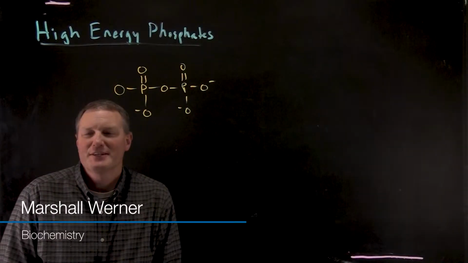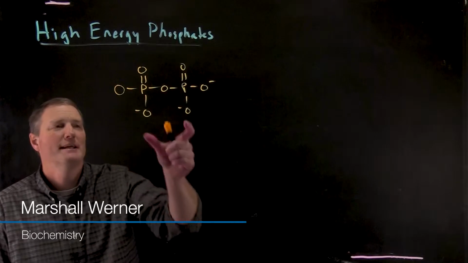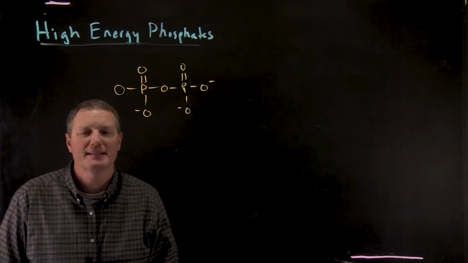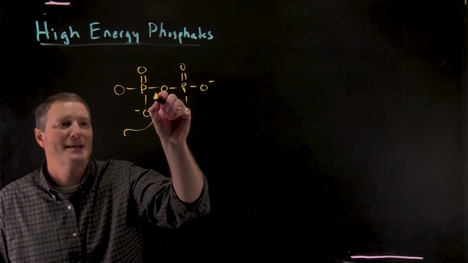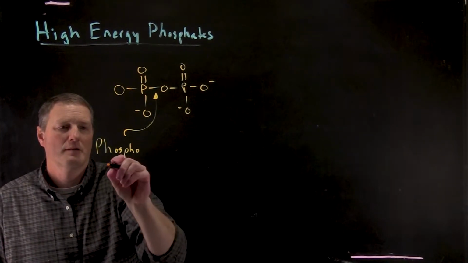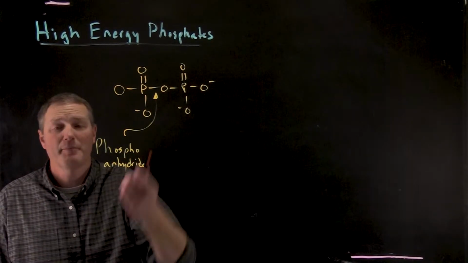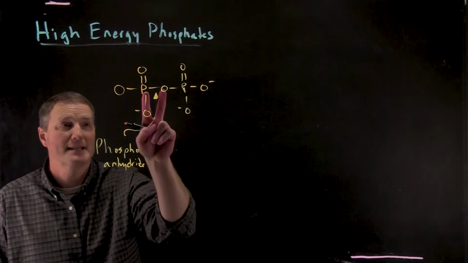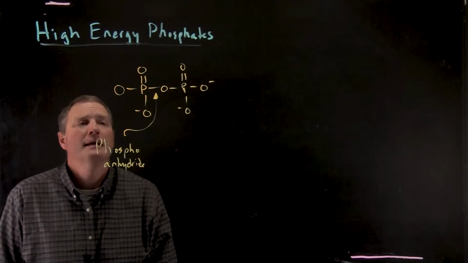Hi folks, in this video I want to talk about high energy phosphates. So the compound that I've drawn here contains two phosphates chemically joined together by what's called a phosphoanhydride bond. And in fact, this compound contains two phosphoanhydrides. It contains this one here and also this one that's right here.